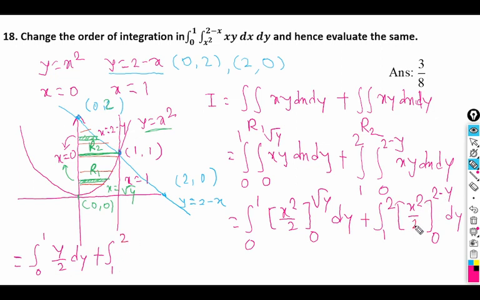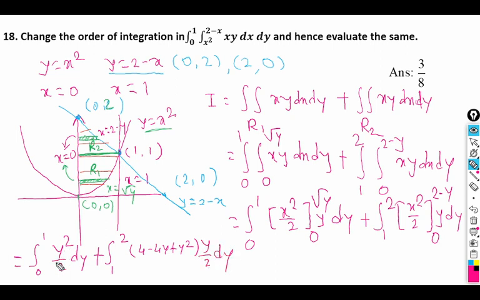Plus the integral from 1 to 2 now. Here, 2 minus y. My mistake, I forgot that xy is there. So when I integrated x, y dy should be there in both places. So this y and this y become y square by 2. Now in this integral, we have 2 minus y bracket square. So 1 by 2 is a constant, that is okay. 2 minus y bracket square means 4 minus 4y plus y square, into y by 2 dy.